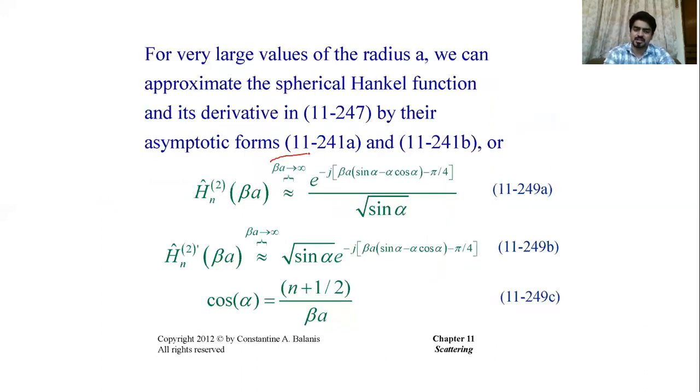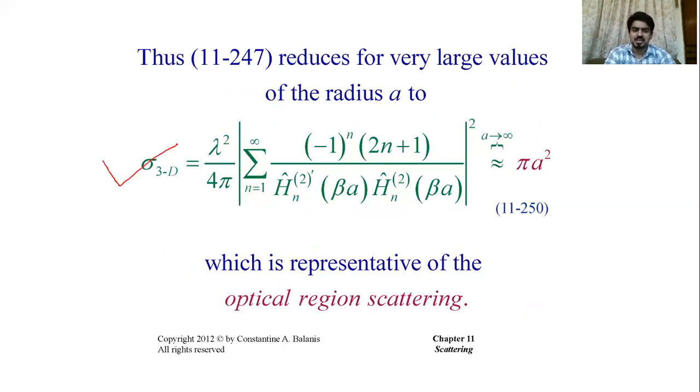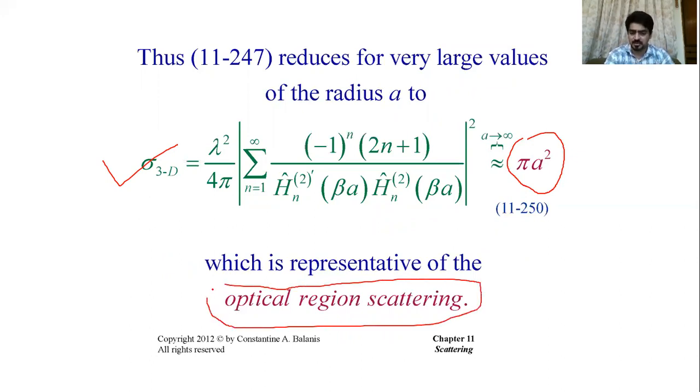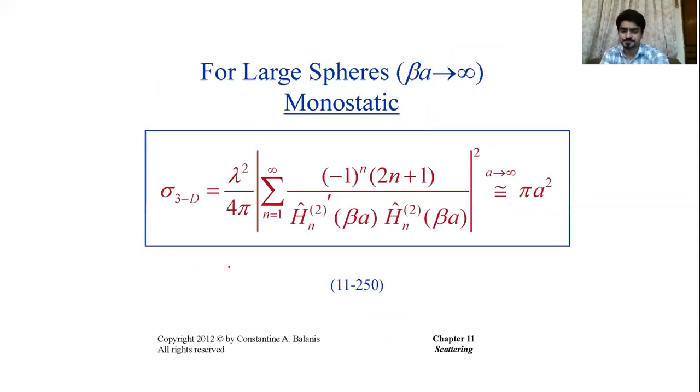Then we can also find the other asymptotic expansion when beta a is approaching infinity. In that case, this will be your approximation for the Hankel function of the second kind. When we go through that, this will be your radar cross section for the large argument, and you can see that it approaches its physical cross sectional area pi a square. And that is nothing but optical region scattering. So for the large spheres, this is what you have.